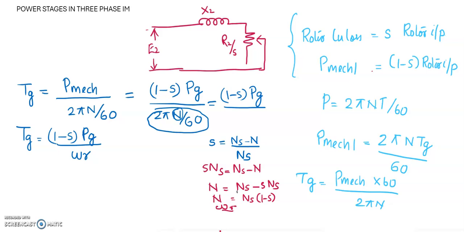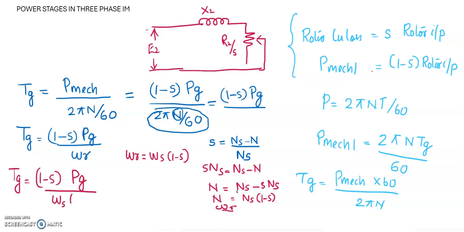I can write omega r equal to omega s into 1 minus S. So from this I can write Tg equal to 1 minus S into Pg divided by omega r, replacing this omega r as omega s into 1 minus S. This 1 minus S gets cancelled. So Tg equal to Pg divided by omega s. This is another equation.